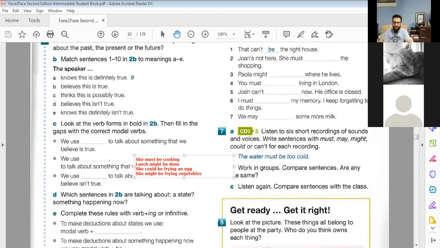Frying vegetables, right? So the idea, because I used could and might, it's okay if I'm wrong, you get the idea, because could is sort of in the middle. It's weaker, I'm not really sure. The first one, she must be cooking, is probably suitable, yes. Because it's cooking, we all agree it's cooking, and must is suitable here. But the other ones, they're a little softer, so even if we're wrong, that's okay.